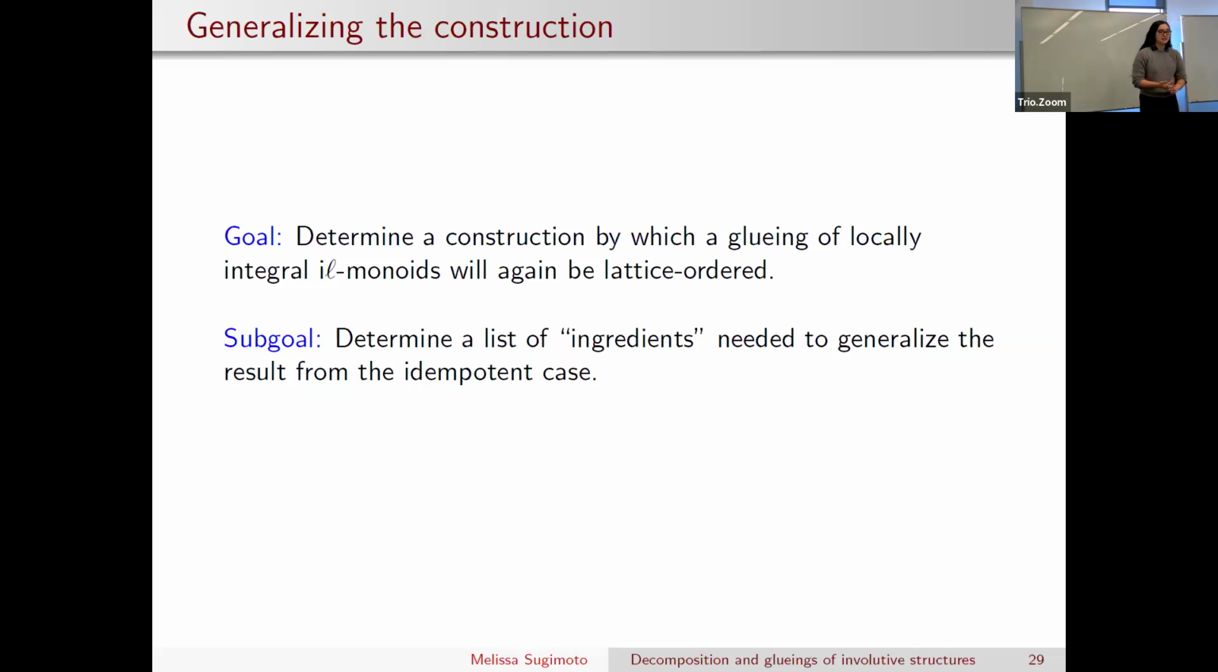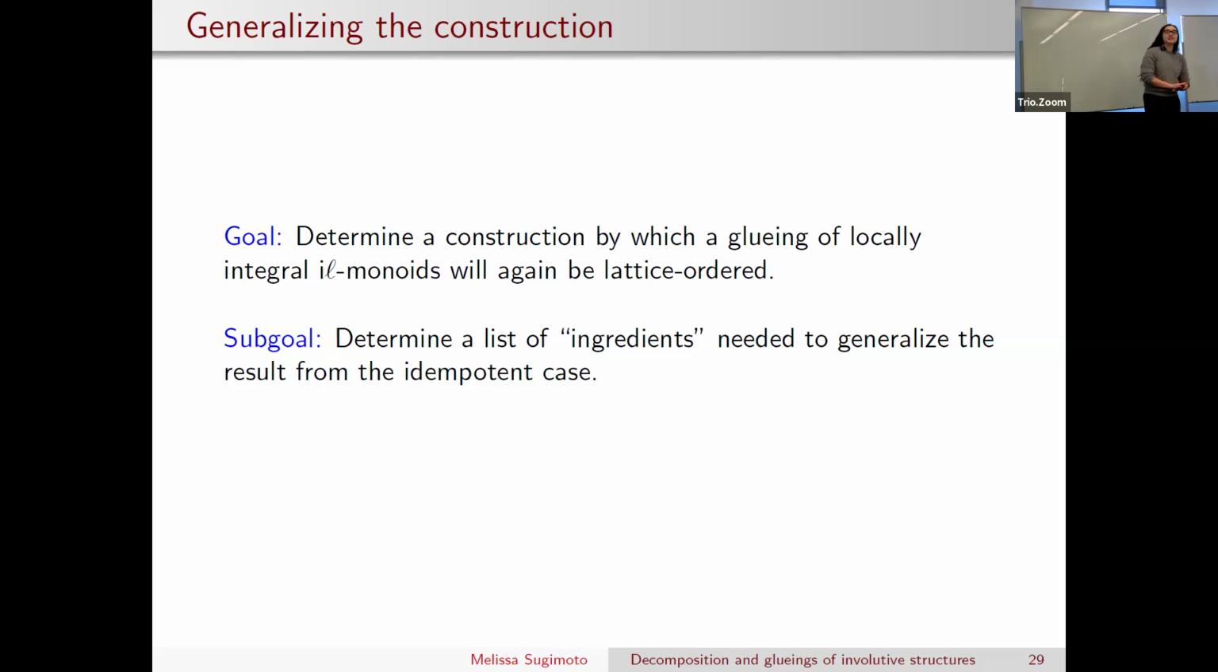My goal, which is most of what I've been doing this term, is to determine a construction, in a very similar way, generalizing the one we've just seen, by which a gluing of now not necessarily idempotent, locally integral ipo-monoids is again going to be lattice ordered. You'll note I said monoids because it makes things easier, and I was able to figure out what I should do there. I did require we have an identity.